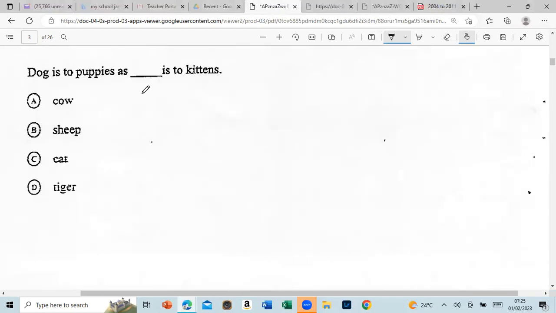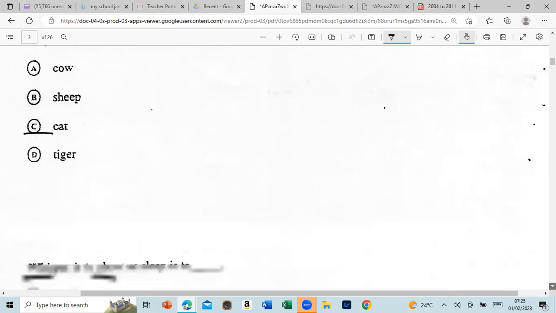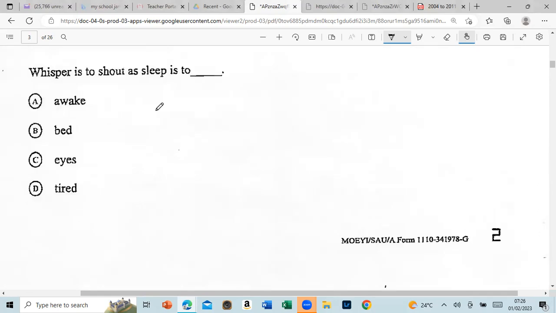Number two says, dog is to puppies as cat is to kitten, and that is cat. Number three: whisper is to shout, so basically you can see that it's opposite, right? Sleep is to, if you're not asleep, you're wide awake. So that would be A.